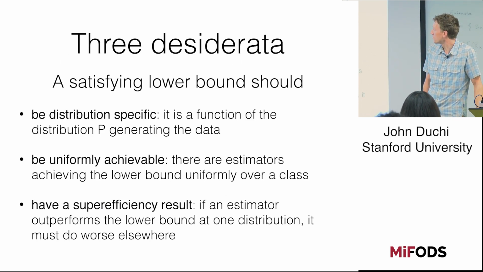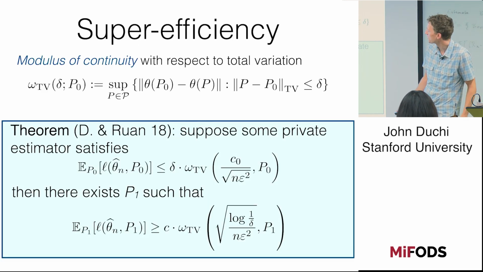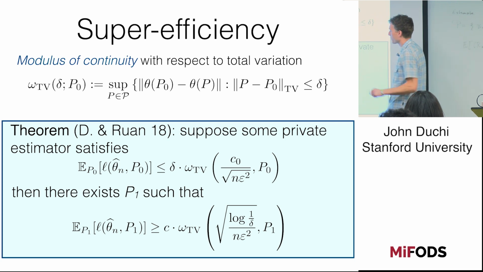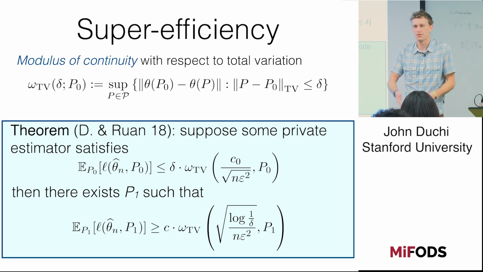All right, just a real quick aside. I said a satisfying lower bound should have the super-efficiency result. We can actually prove that if you have an estimator that's delta times better than what I say you can be, I can come up with another distribution where your risk is going to be at least a factor of log 1 over delta worse. So you have to do worse somewhere else.